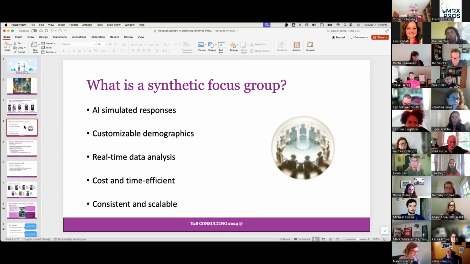Well, first of all, we're not talking to real people. We're talking about synthetic users, right? So these are simulated responses of personas that are defined by the AI tool. You can customize the demographics. It'll give you a real-time analysis of whatever topic you want to go talk about. Okay, so it's basically doing a focus group for you.